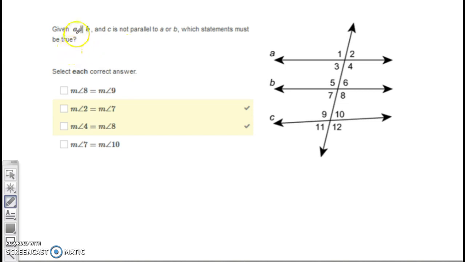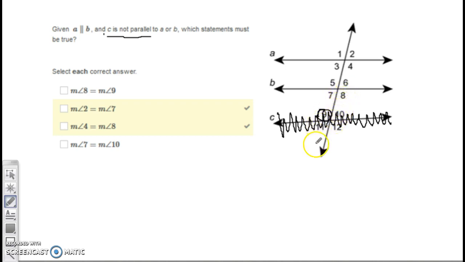All right, so here we're given A is parallel to B, and C is not parallel. So C is just a distractor. It's not going to have any of our angle relationships because it's not parallel. So I'm just going to go ahead and get rid of it. It's just in there to distract me. Which statement must be true? Okay, we want to select each correct answer. So the first one says angle 8 and angle 9. Well, angle 9 is down here in our distractor. That's not even parallel lines.